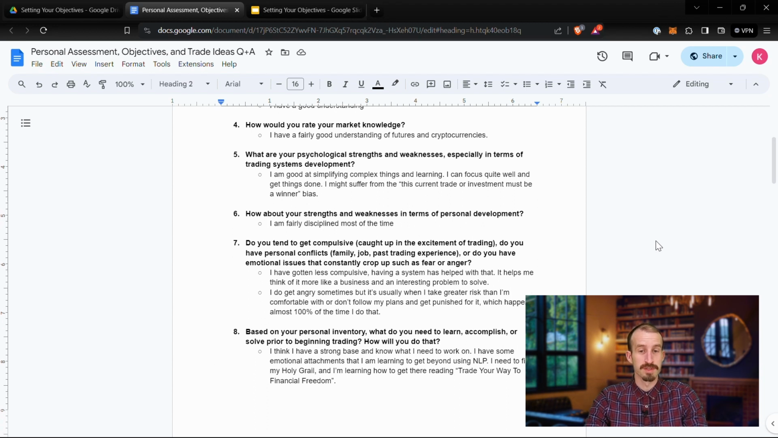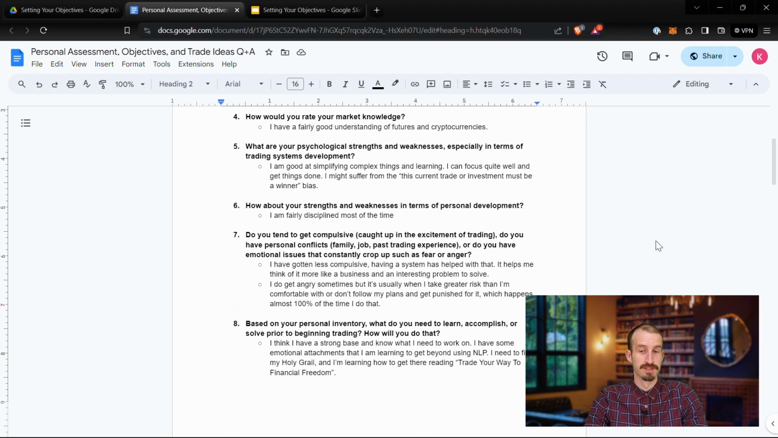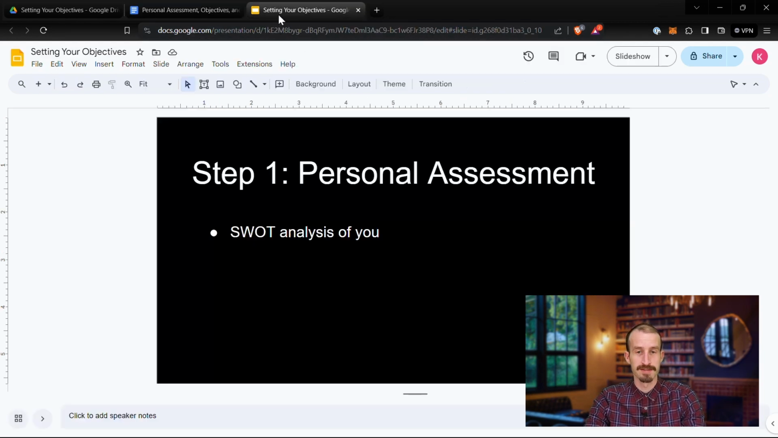Are you a compulsive person? Do you have personal, family, or job conflicts that are going to arise in your trading? Do you have any emotional issues that keep cropping up? And then based on this personal inventory, what do you need to learn, accomplish, or solve prior to trading? So just to highlight some areas that you have found that you need to work on. Okay, so that is step 1, the personal assessment. Let's move along to step 2.